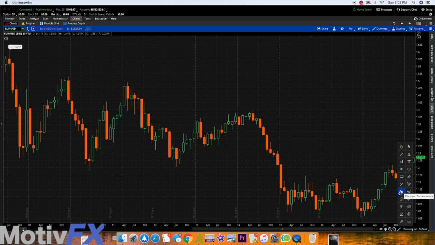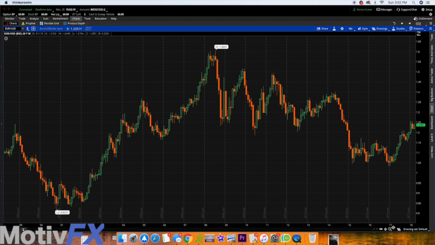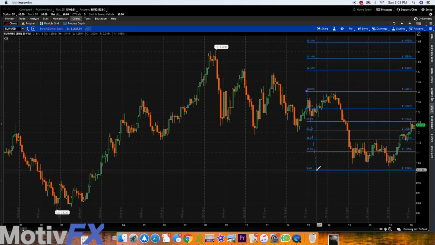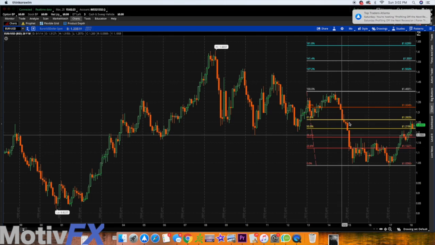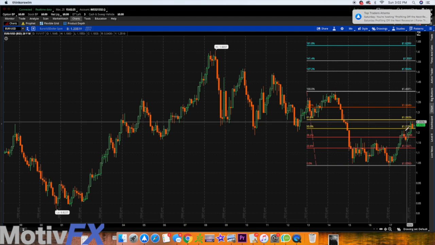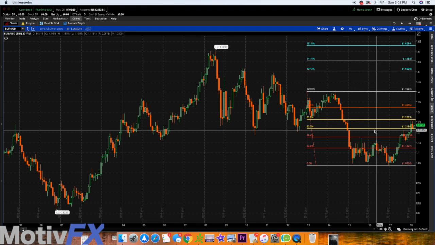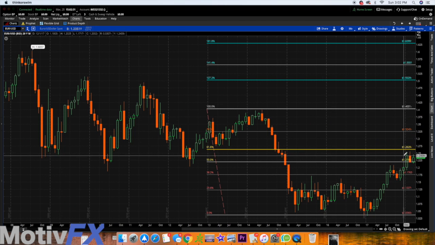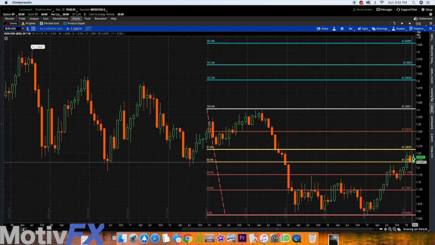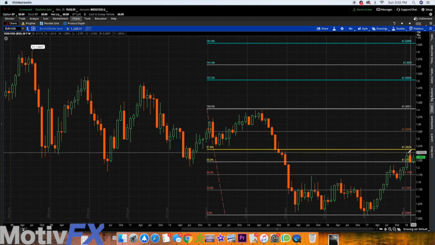Okay, so if we pull out here, let's go to the fib and pull out a little bit, see where we are, and I think we're just about sitting in there. Yep, so we're still sitting here on this monthly support 50% fib level. That's going to be a pretty interesting level to see that if markets can't break past this structure, we will see a push back up into the consolidation.